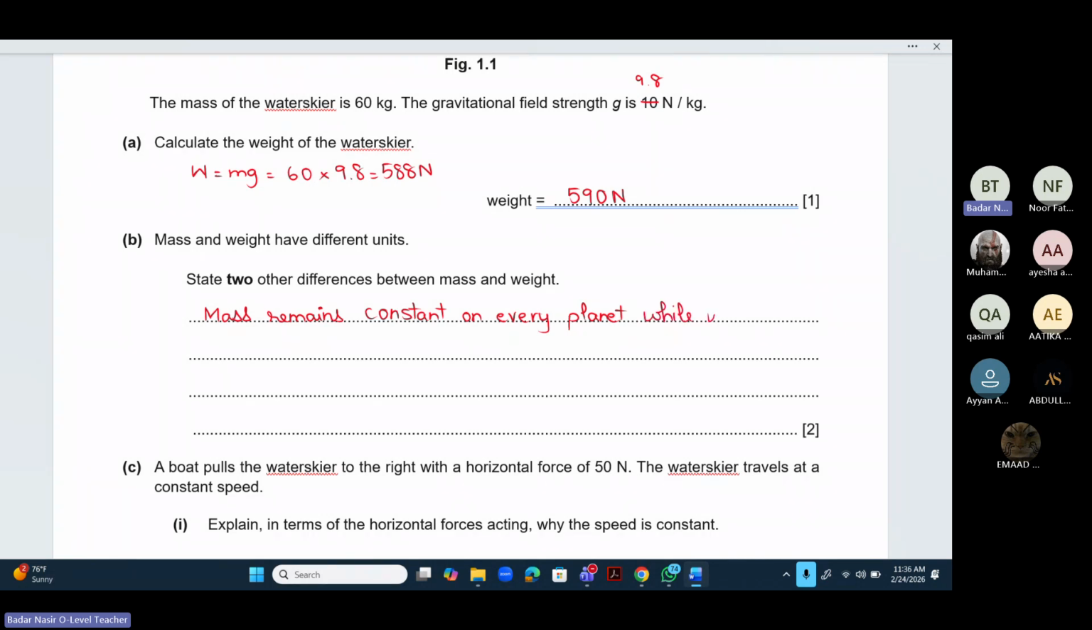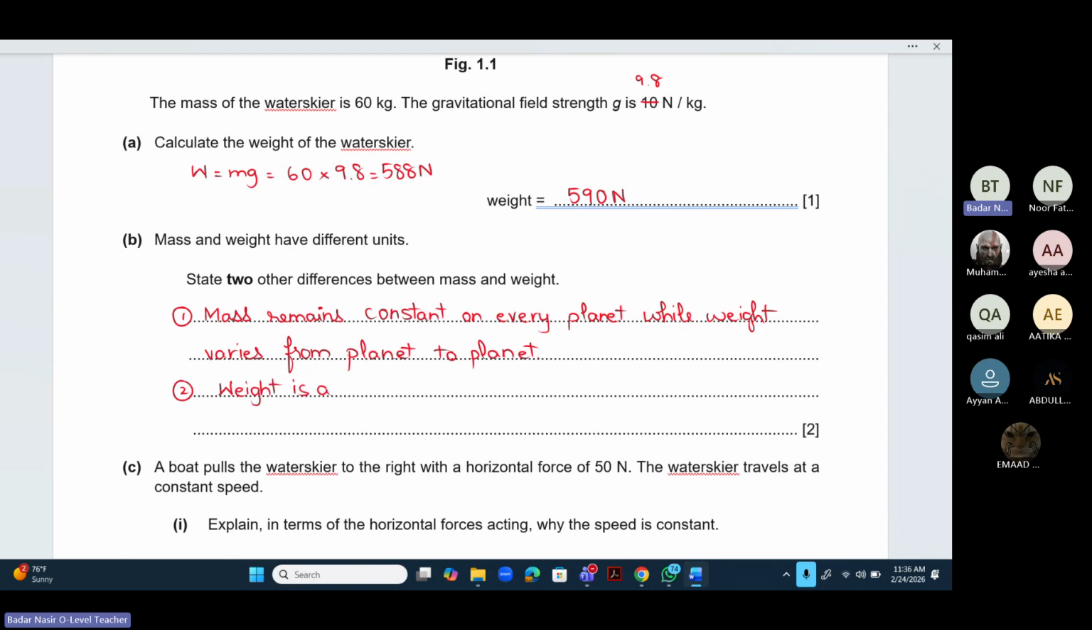While weight varies from planet to planet. Why? Because the value of g, or the gravitational field strength, on every planet is different. So this is your first difference. What is the second difference? The second difference is weight is a vector quantity while mass is a scalar quantity.